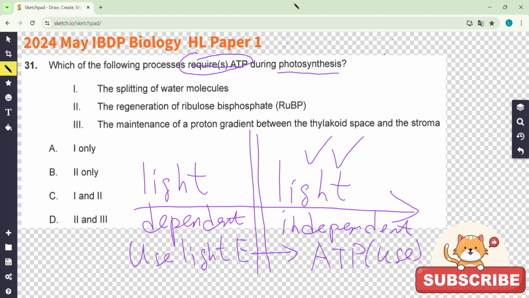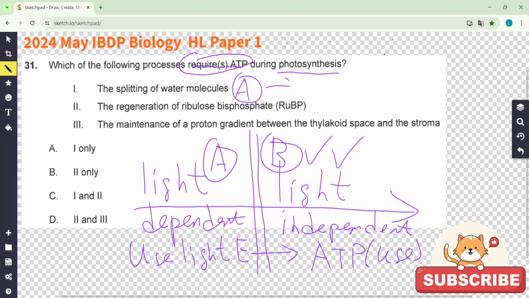You need to remember where they are. Do they absorb light? If they absorb light, of course, it's the light dependent procedure. They are using light to make ATP. If they don't need light, then probably they are using the ATP to do other work. So first one, the splitting of a water molecule. Where is it, A or B? Dependent or independent? It's really the first procedure, right? Splitting the water molecule by absorbing light energy and producing ATP. So this one produces ATP.